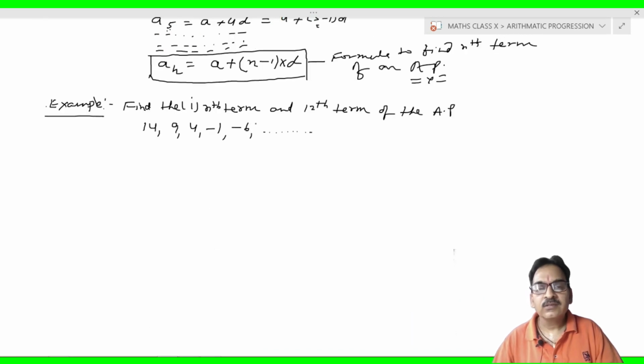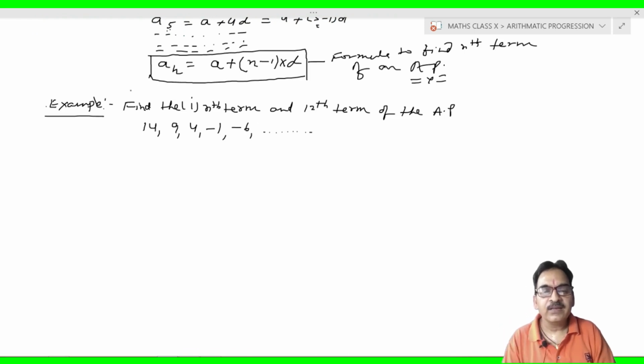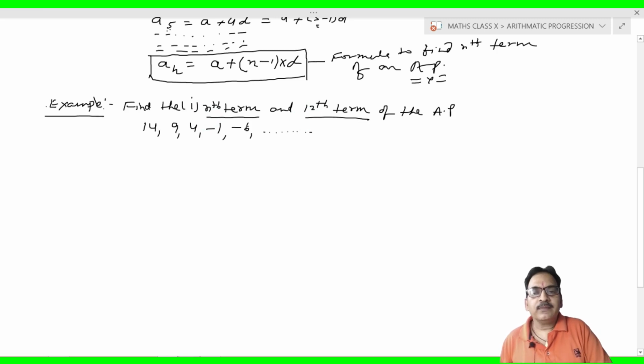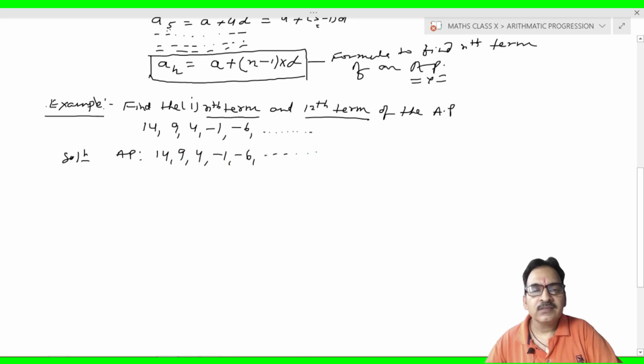Here I am taking one example to show use of this formula. Let the question be: find the nth term and the 12th term of the AP given. So this AP is given. In the solution you first write what is given. The AP is 14, 9, 4, minus 1, minus 6 and so on. Okay, this is the AP given.